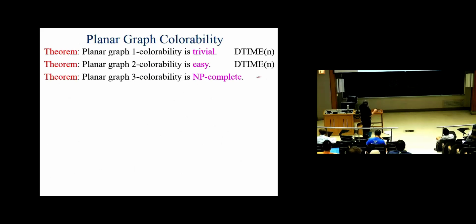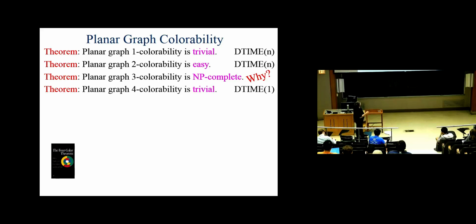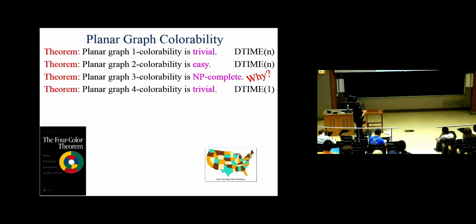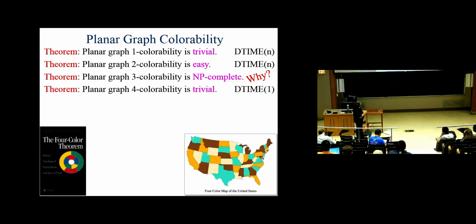So, planar one-colorability is trivial. We already said, if there are any edges at all, it's more than one colorable. Two-colorability is easy. Again, we mentioned you can do alternating colors from some starting point. Three-colorability is NP-complete for graphs. So by the composition of these two things, planar graph three-colorability is NP-complete, which is what we just proved.